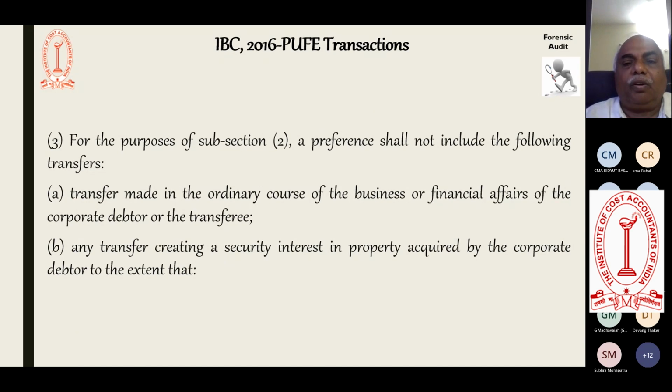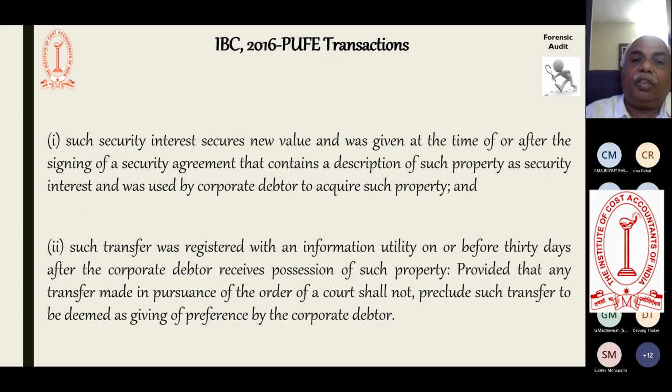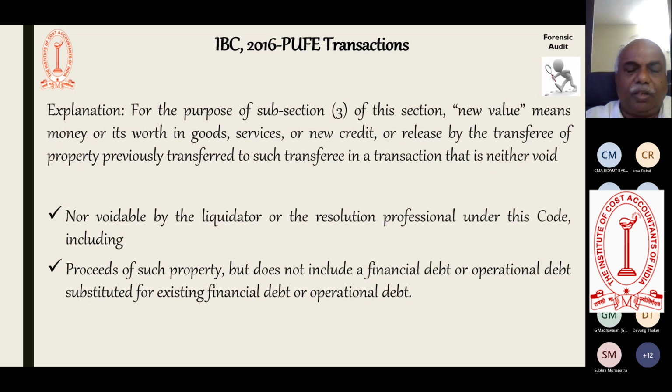For the purpose of this section, preference is not included in the following transfers. A transfer made in the ordinary course of business is not a preference. A transfer creating a security interest in property acquired by the corporate debtor, to that extent, is also not preferential, where such security interest secures a new value given at the time of or after signing the security agreement that contains a description of such property, and was used by the corporate debtor to acquire such property. This is the definition part of the preferential transaction. Such a transfer must be registered with the information utility on or before 30 days after the corporate debtor receives possession of the property. That explanation is also given in that article.